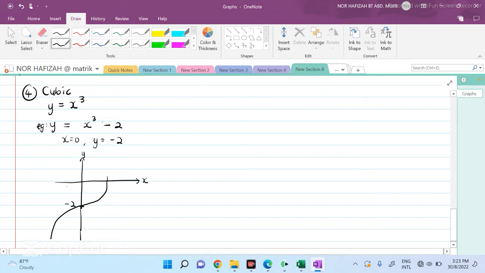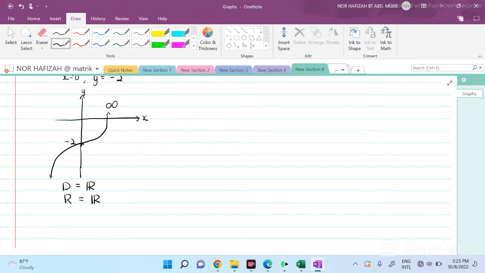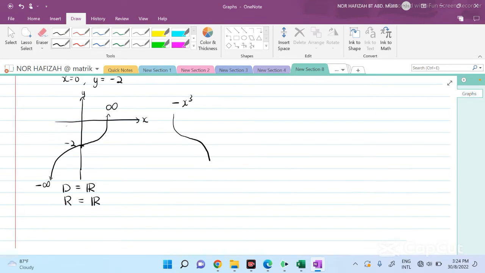Okay. Domain or your numbers, same with range. Because your graph didn't stop here. It's negative infinity to positive infinity. That's why all your numbers. Okay, if you have negative x cubed, so the graph will be like this. Dia terbalik lah. Reflect dia. Okay, this is number 4.